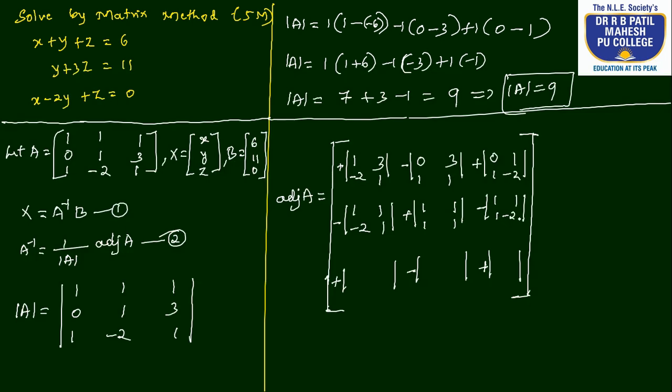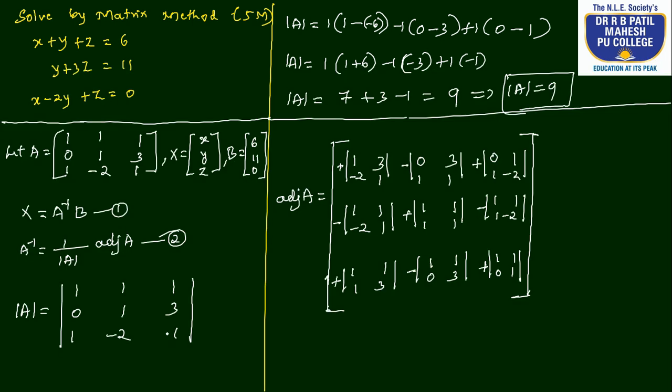Similarly, third row, first column, 1 1 1 3. Next, third row, second column, 1 1 0 3. And the third row, third column, delete. Here I am now. Third row, third column, you delete 4 numbers, 1 1 0 1. Okay, this is the way that I use to find the adjoint.